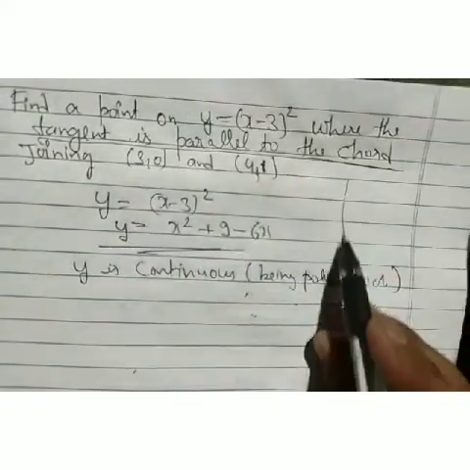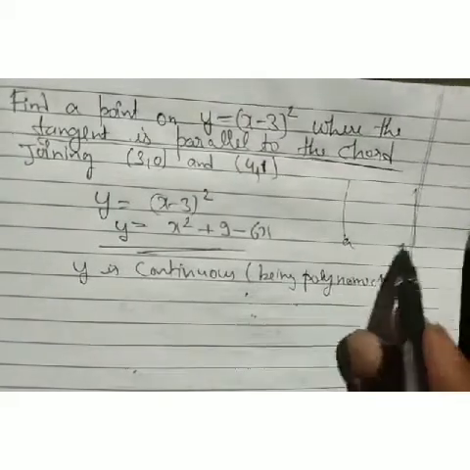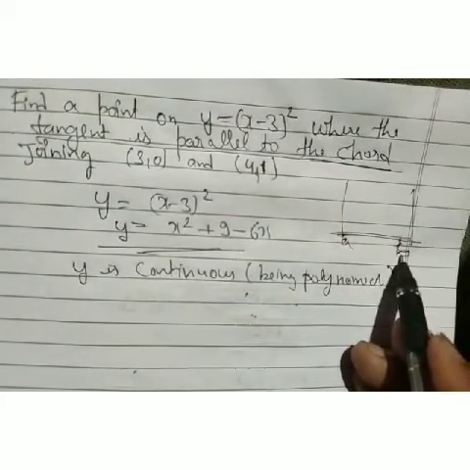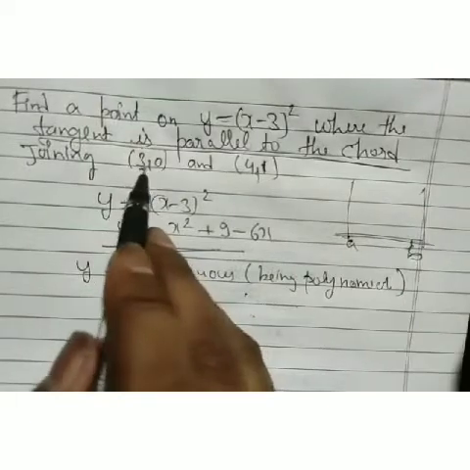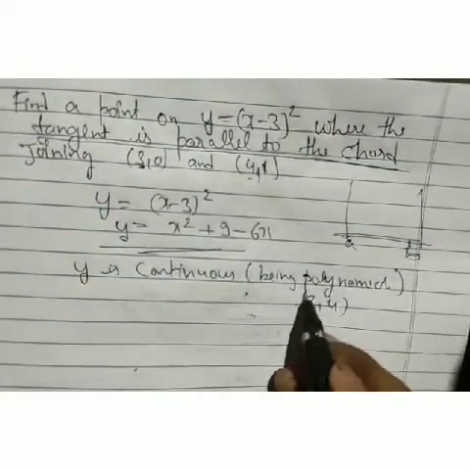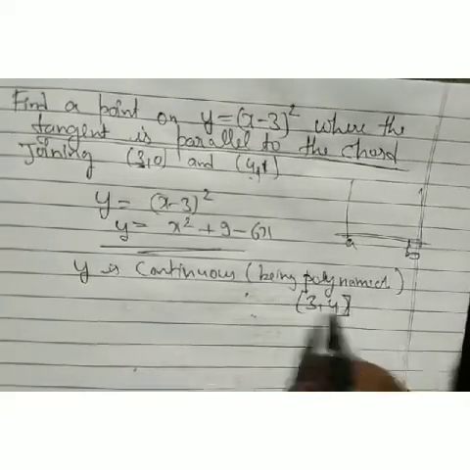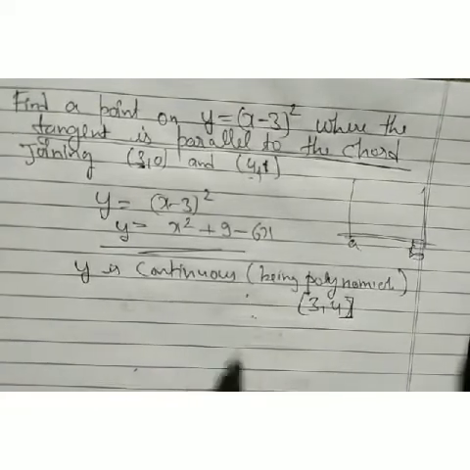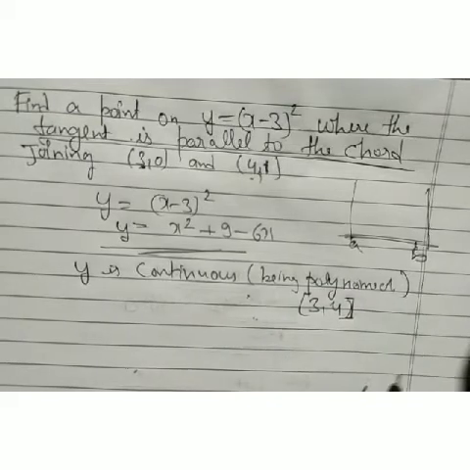But when we go to the geometrical interpretation, we take the values a and b on the x-axis. Then we take the interval as the x-coordinates of the points, 3 and 4. It's continuous in the closed interval [3, 4]. Now our y is continuous, being a polynomial, in [3, 4].